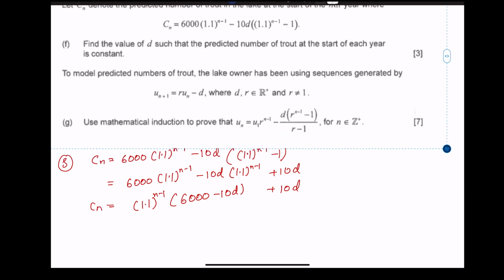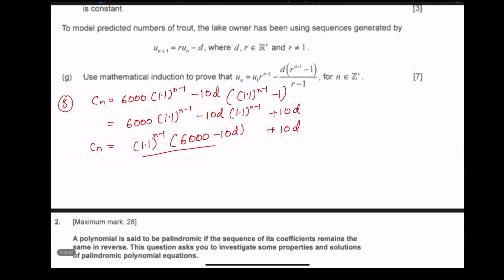Now, this term has to be 0, and this term can only become 0 if 6000 minus 10d equals 0.